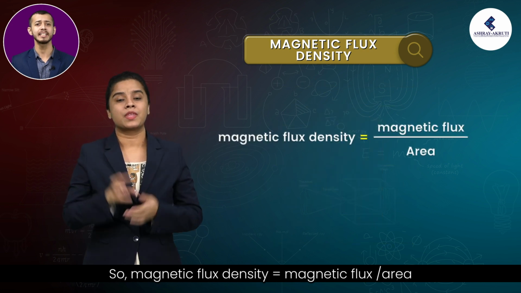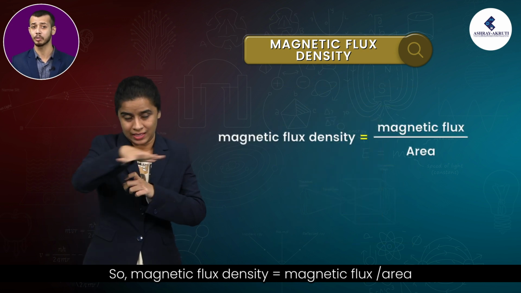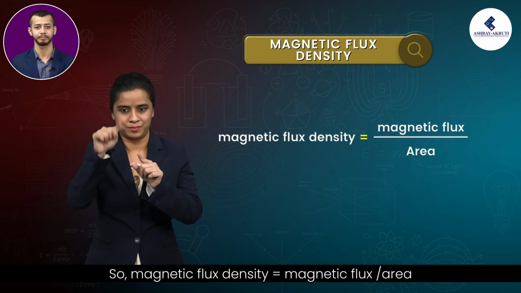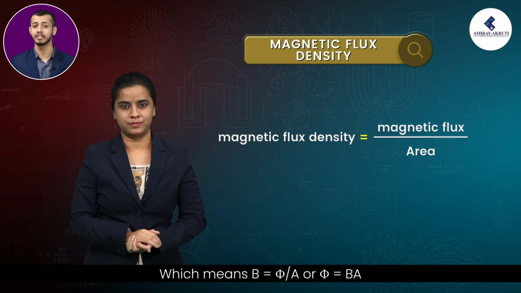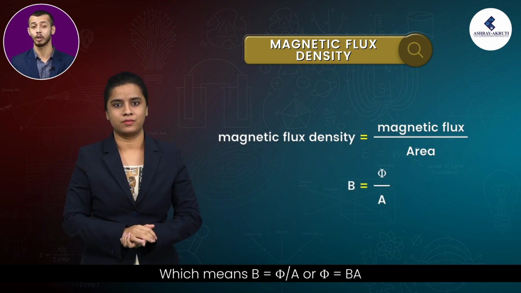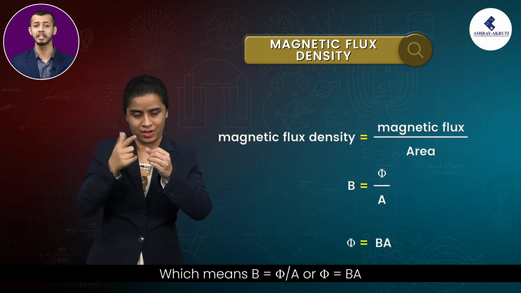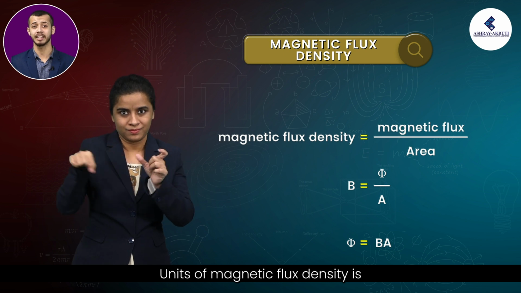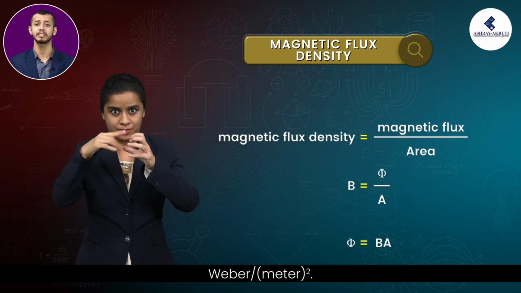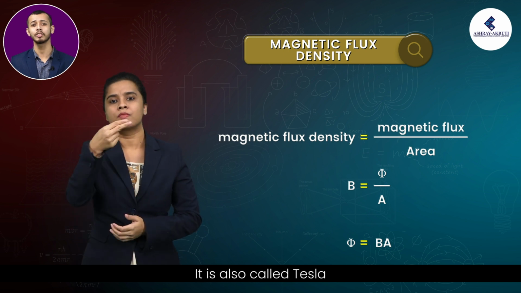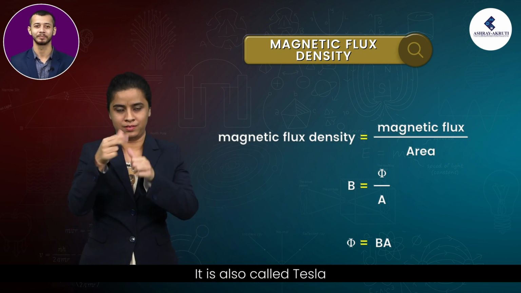So, magnetic flux density equals magnetic flux by area, which means B equals phi by A, or phi equals B into A. The unit of magnetic flux density is Weber per meter square. It is also called Tesla.